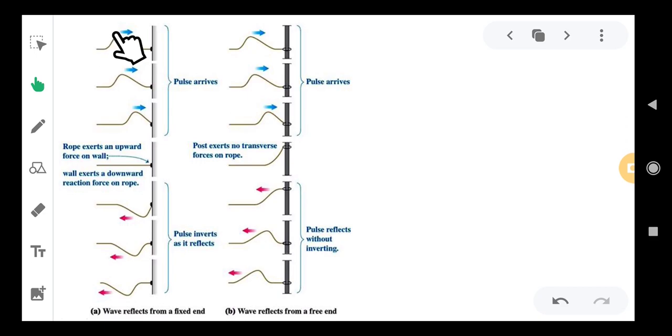Then this pulse starts moving towards the support and reaches the point P, and consider this as the point P.